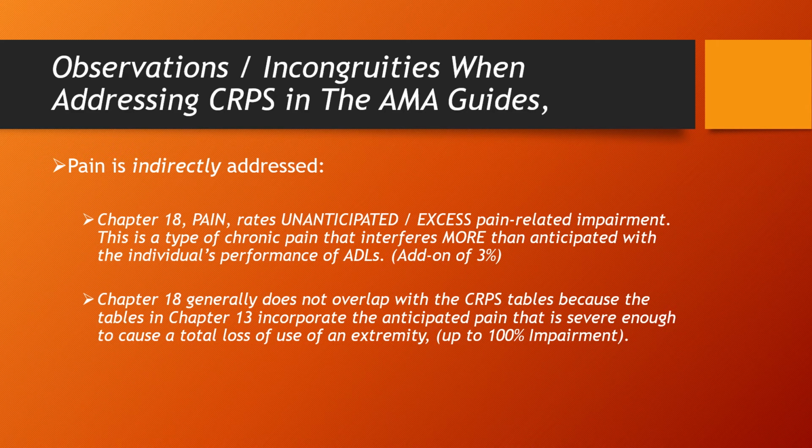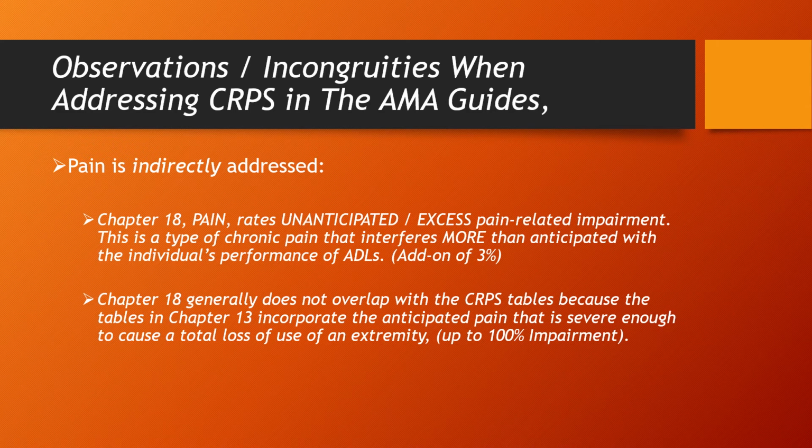Okay, so they don't want us to have subjectivity enter our decision-making processes as far as rating an individual for an impairment. But how do they directly relate to the pain? I mean, how are we talking about pain when we talk about, again, McGill of 46 out of 50? Well, they address it indirectly in Chapter 18, and they rate pain as an unanticipated or excess pain-related impairment. So that's what they determine pain to be in Chapter 18.